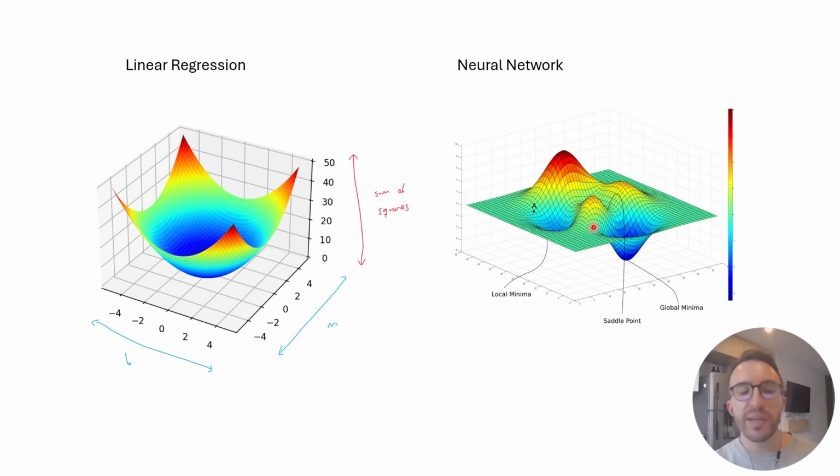And then the other point I wanted to make is that in the linear regression case, there were 3 dimensions, right? One was the b value, one was the m value, and then the vertical dimension was the sum of squares. How wrong are you? And so when you just have 3 dimensions, you can easily visualize that.